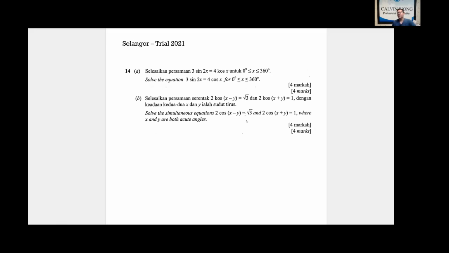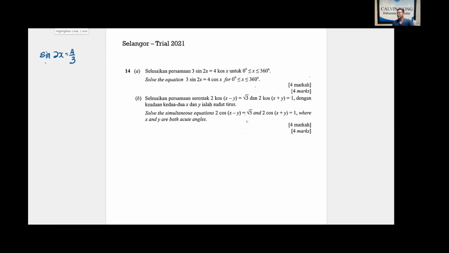So how to do this one? Too simple already. Is it too simple? It's 4 marks. How come it looks so simple? Is it a trap? After you practice 5-6 years of past year or model questions, you will see this question is too simple. So we can skip this one.